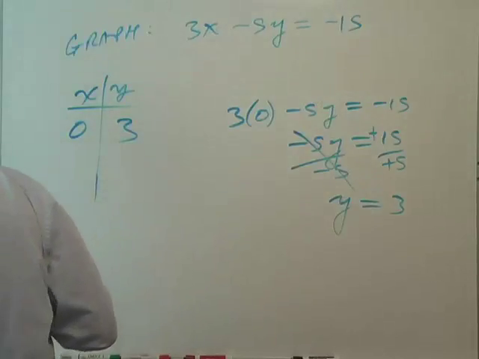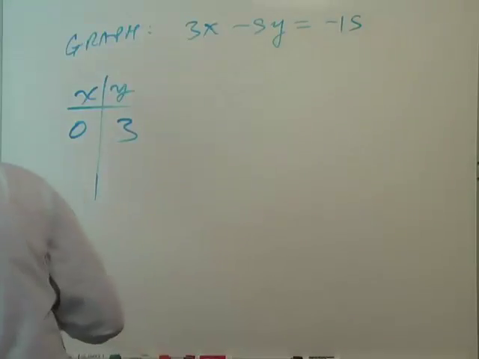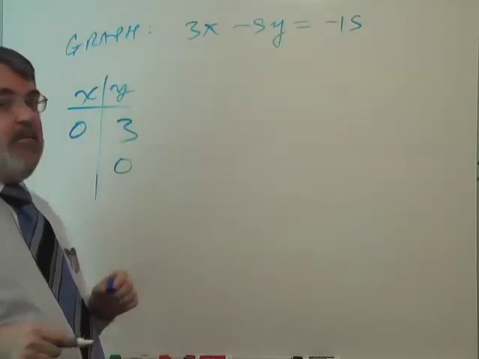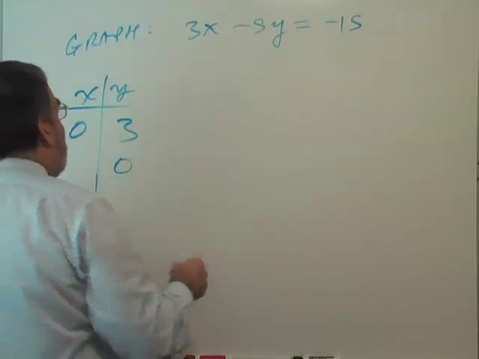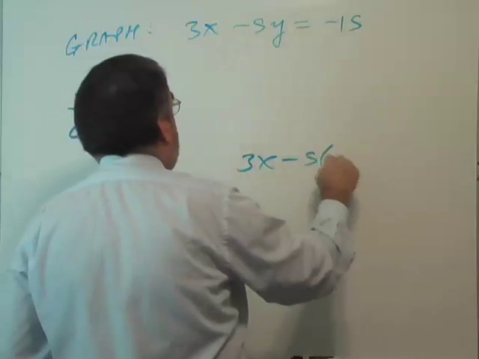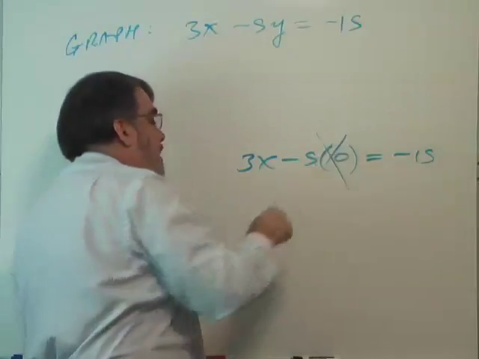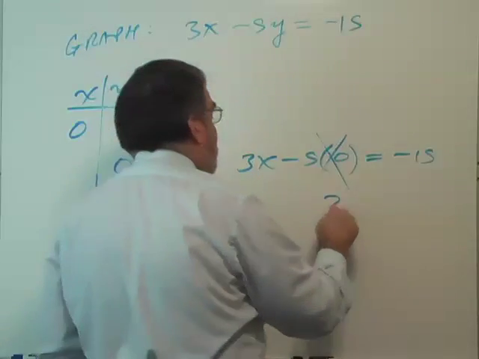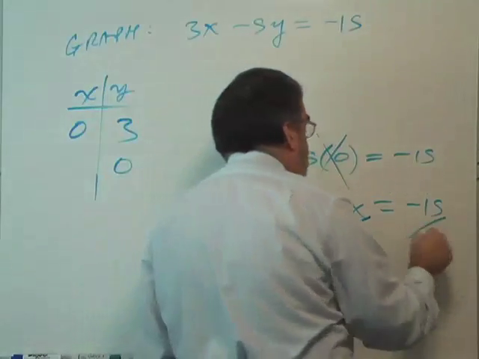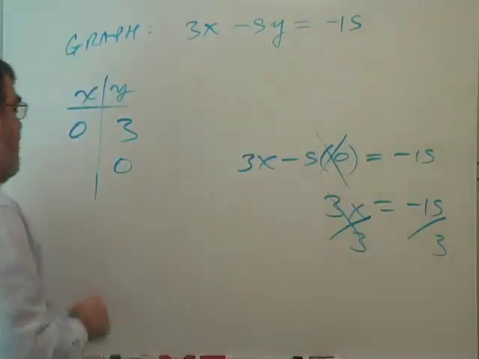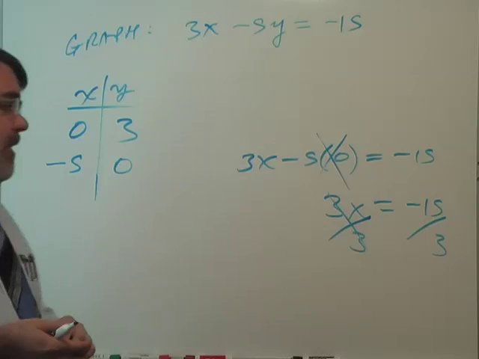All right, let's do another one. Let's plug in, for example, 0 for y. You notice that I like to use 0 because 0 is so easy to calculate with. And so if I plug in 0 for y, I get 3x minus 5 times 0 equals minus 15. Again, that's going to cancel because it's 0, so I have 3x equals negative 15. Divide by 3, and we get negative 5. So when y is 0, x is negative 5.